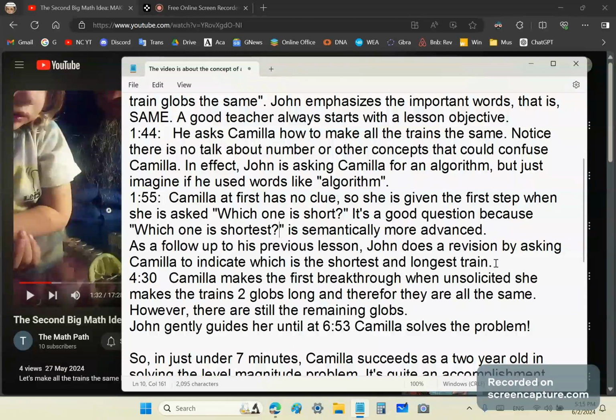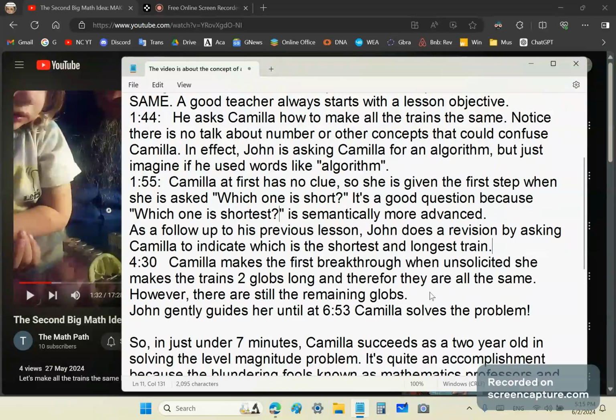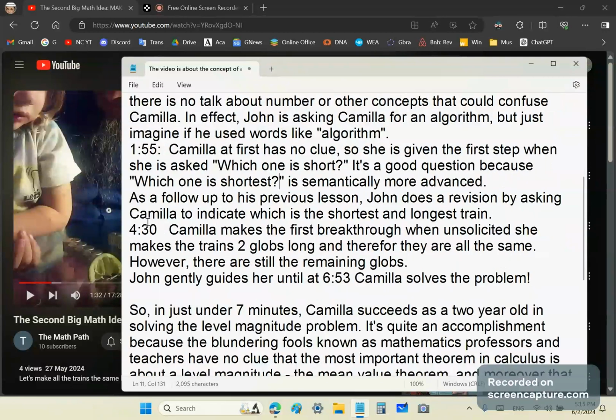He asked her when he had two of the same sticks put together. She said they're both the biggest. When clearly what she meant was that they're the same. So a very important concept when teaching a young child is to use words that they understand and that they can relate to. Okay.